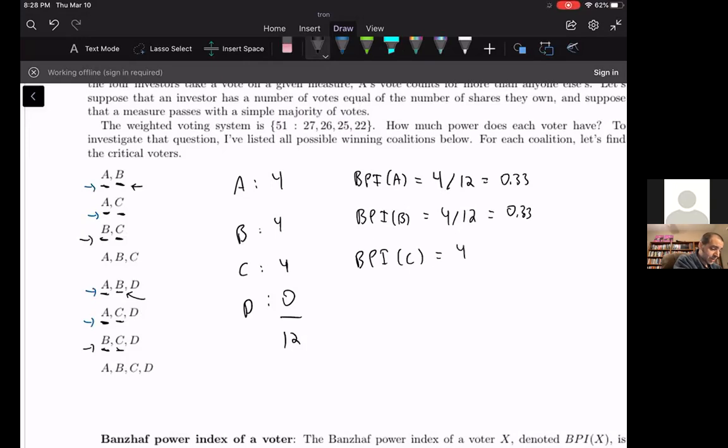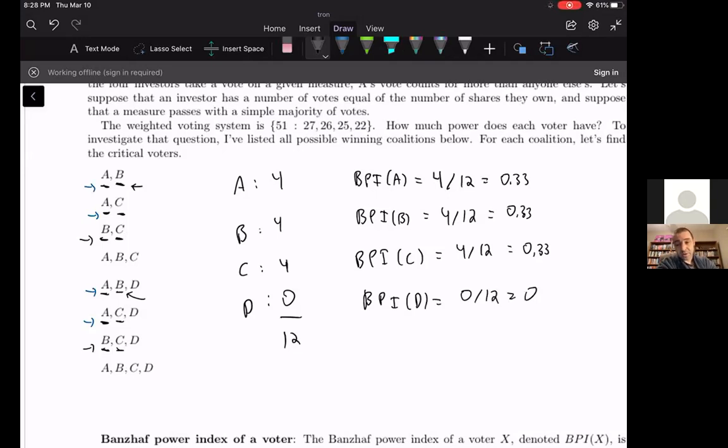Now, by contrast, D, when does D's opinion matter? The answer is never. D's opinion actually never mattered on an individual level. So 0 out of 12 belong to D.